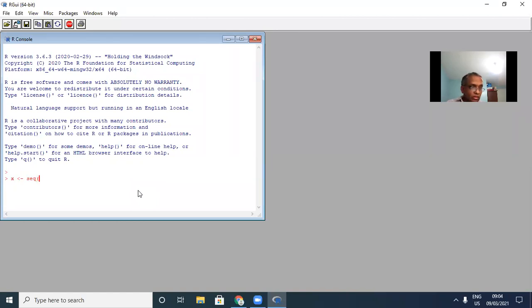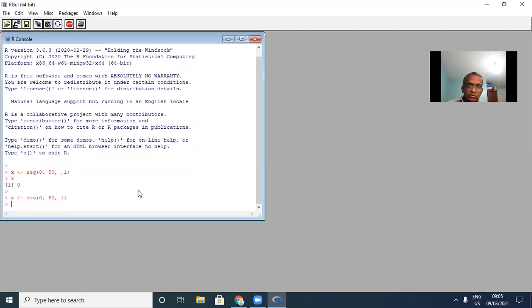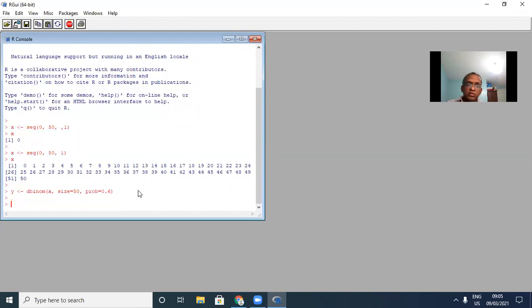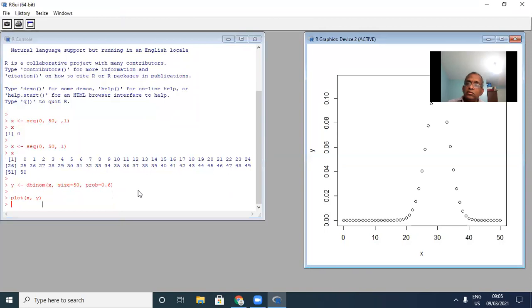The first thing I'm going to do is I'm going to show you how to draw the PMF of a binomial distribution. So I define X as a sequence of numbers from 0 to 50, right? And then I define Y as the density, or in this case, the probability mass function of the binomial. Remember, binomial has 2 parameters, the size parameter and the probability parameter. I'm going to take them to be 50 and 0.6. Then I say plot x comma y, and this is what I will get.